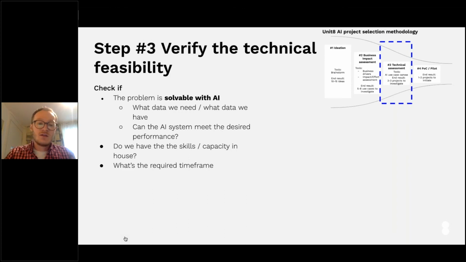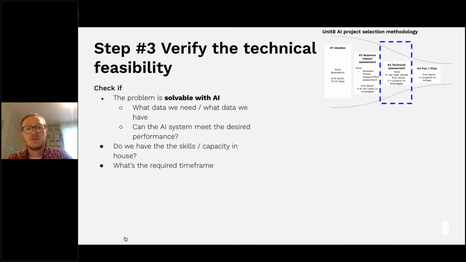So that verification. So how do we actually do it? We're usually trying to basically understand what is the data that we actually need to solve the problem. Do we actually have that data? Do we have the skills and the capacity in-house? Can AI meet the desired performance, right?